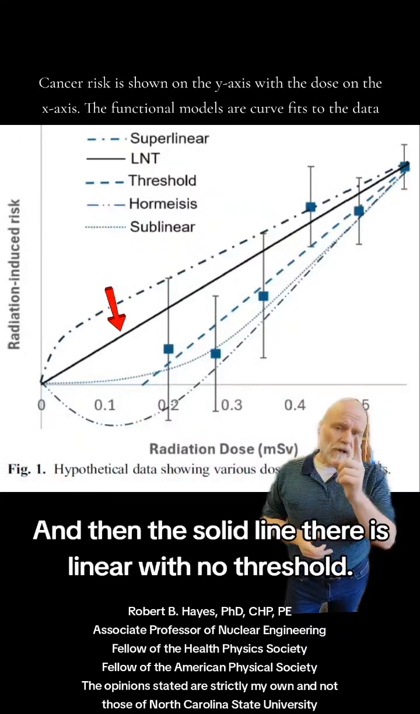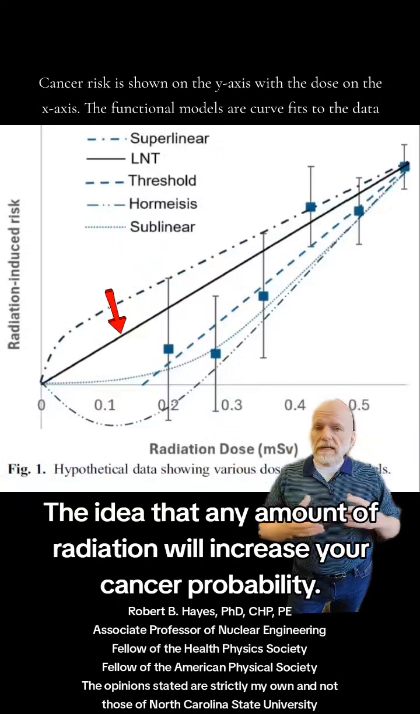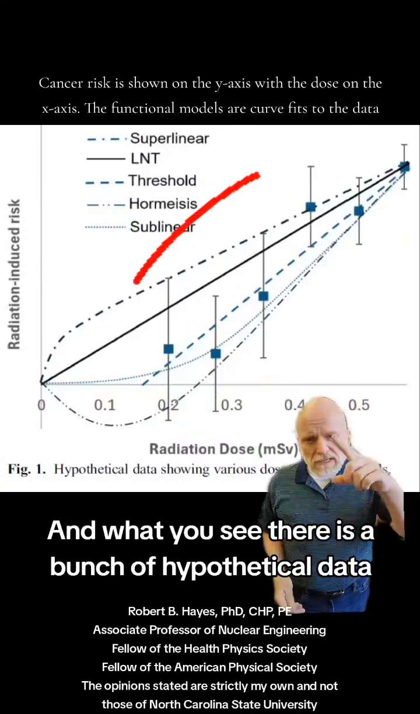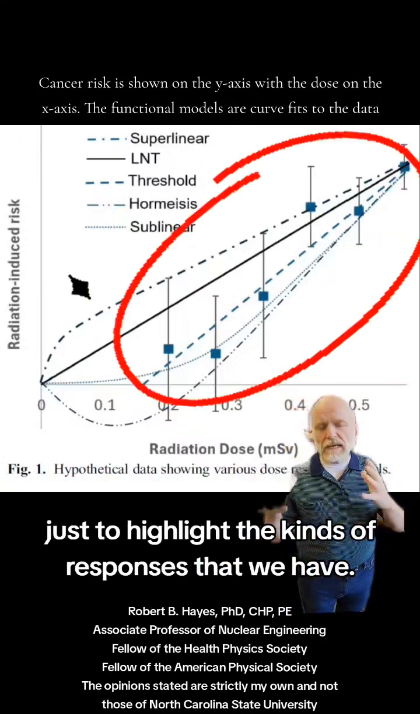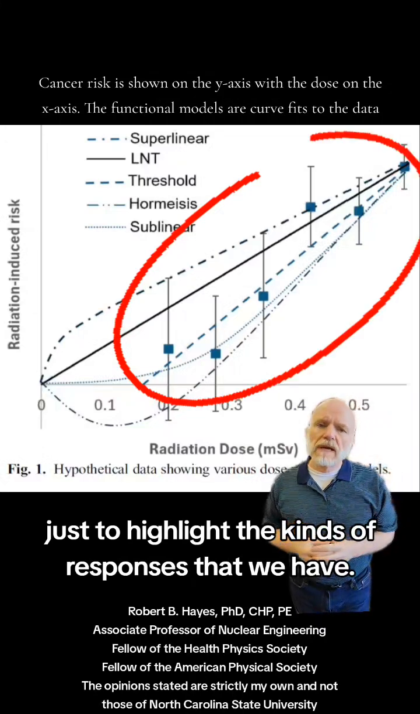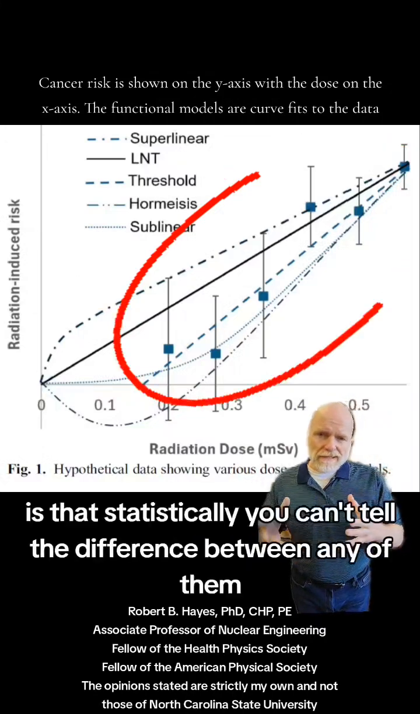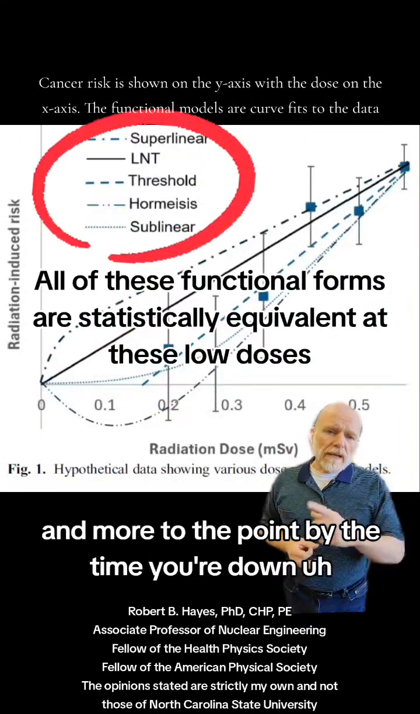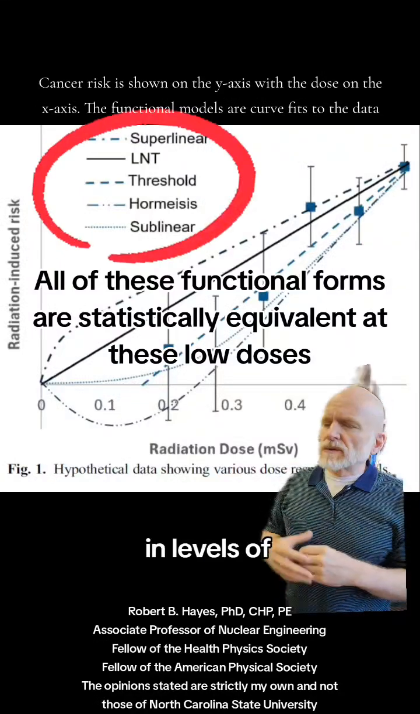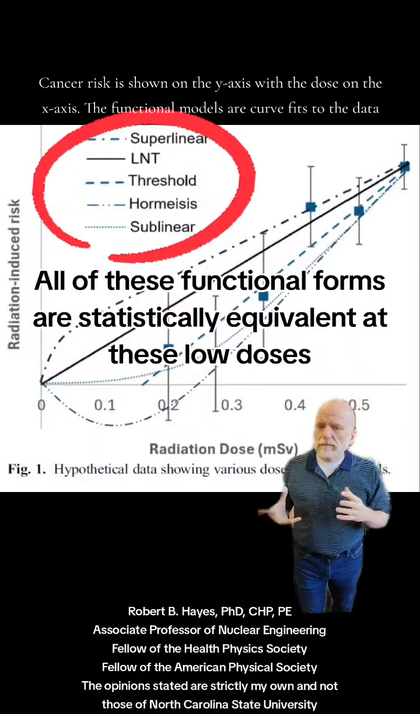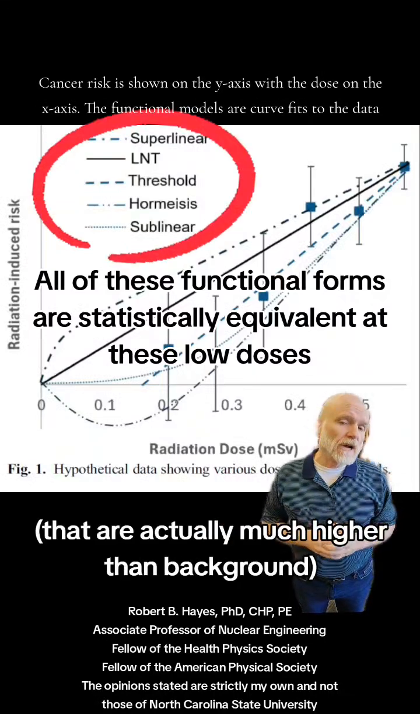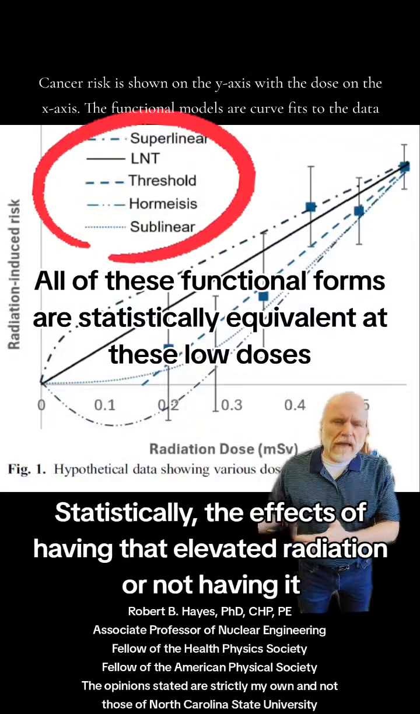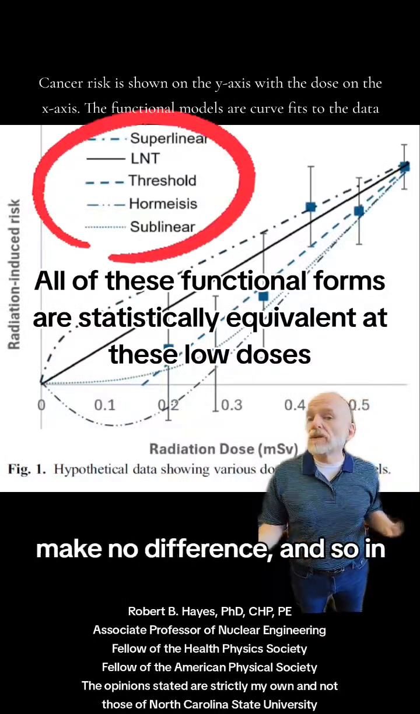And then the solid line there is linear with no threshold, the idea that any amount of radiation will increase your cancer probability. And what you see there is a bunch of hypothetical data just to highlight the kinds of responses that we have. And the point is that statistically, you can't tell the difference between any of them. And more to the point, by the time you're down at levels that are comparable to background, that are actually much higher than background, you can't see any effect at all. Statistically, the effects of having that elevated radiation or not having it make no difference.